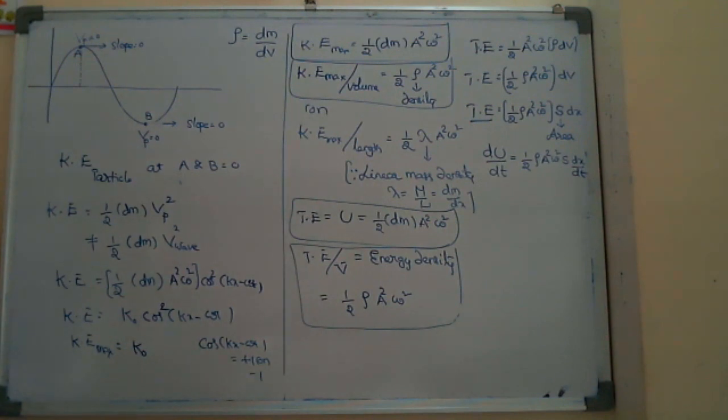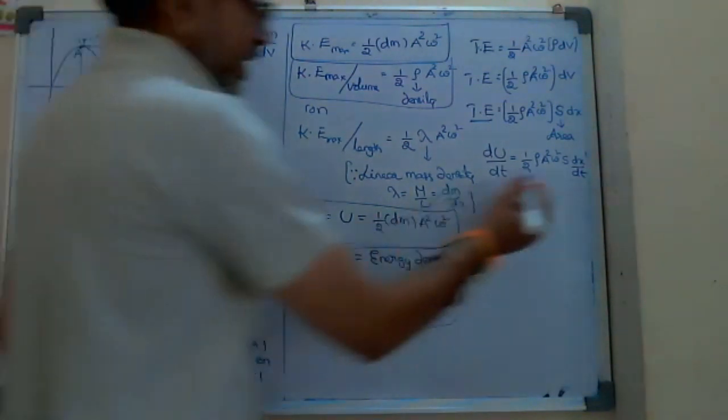Velocity of particle, sir. Velocity of particle is dy by dt. dx by dt is velocity of wave. Okay, try to remember. So here I got dx by dt.